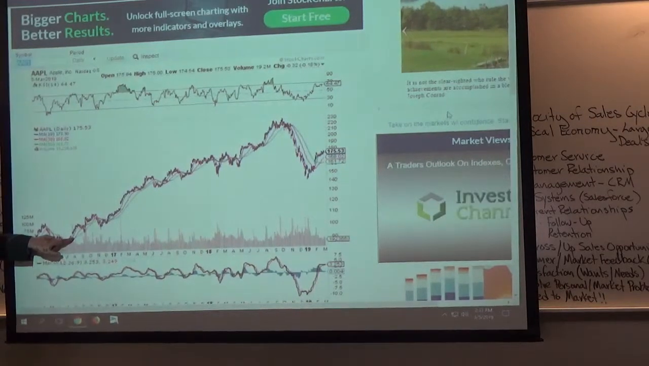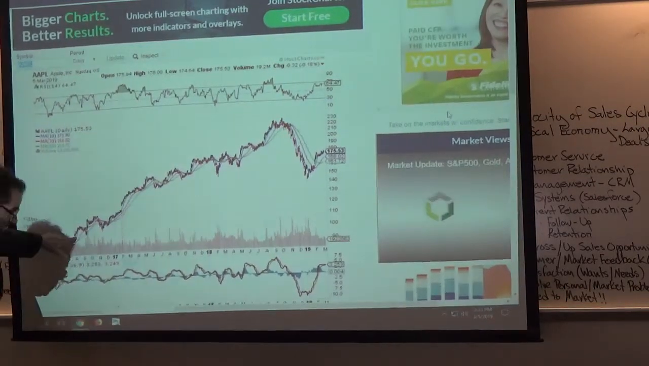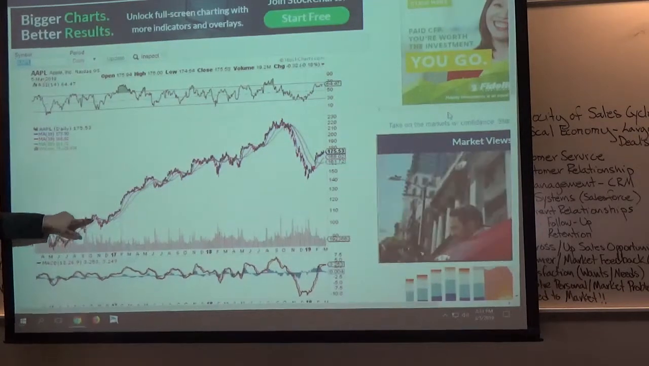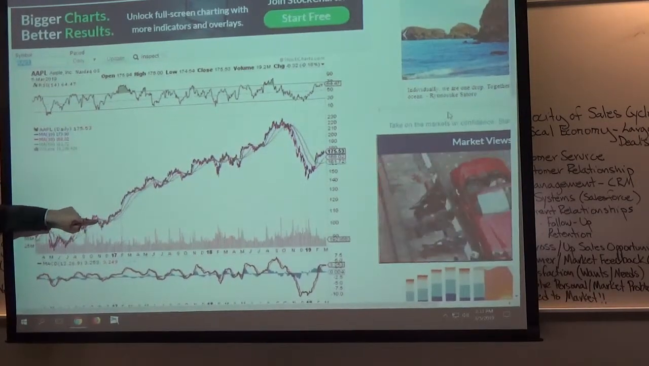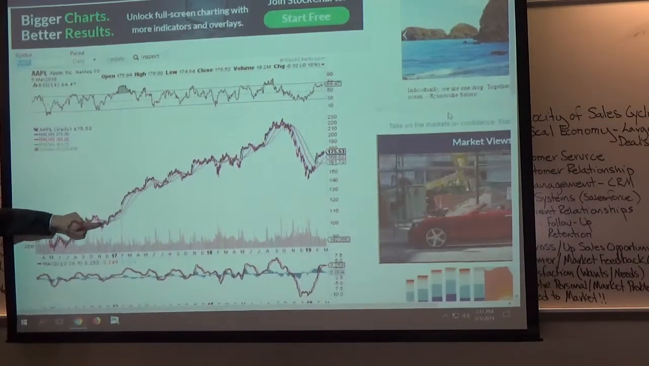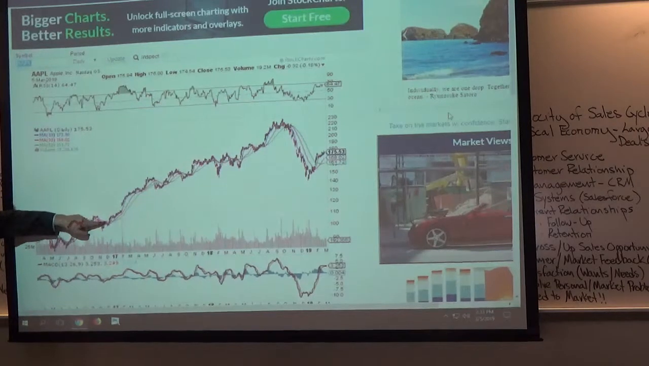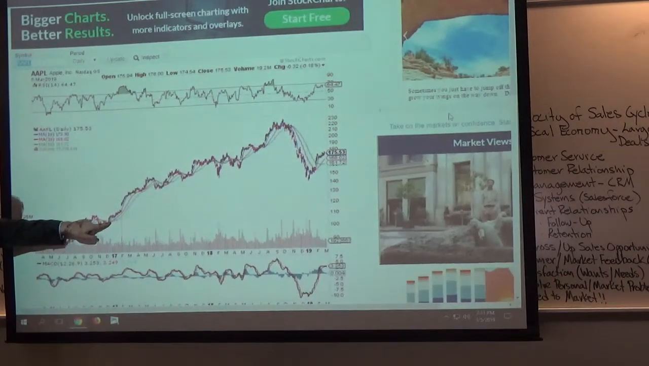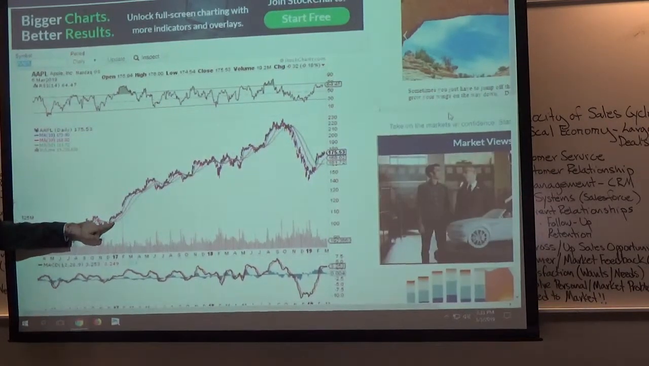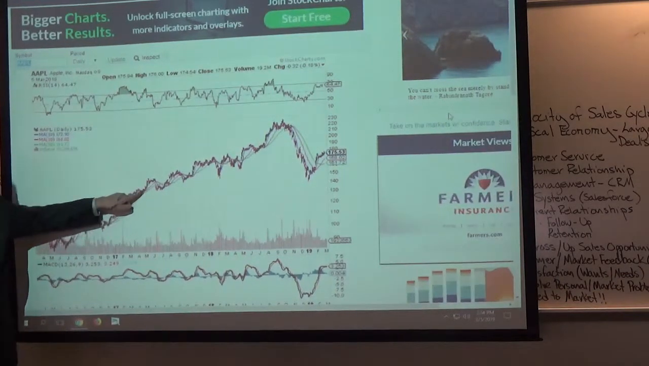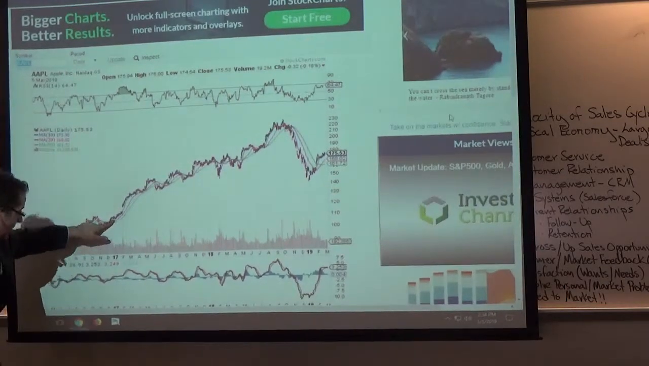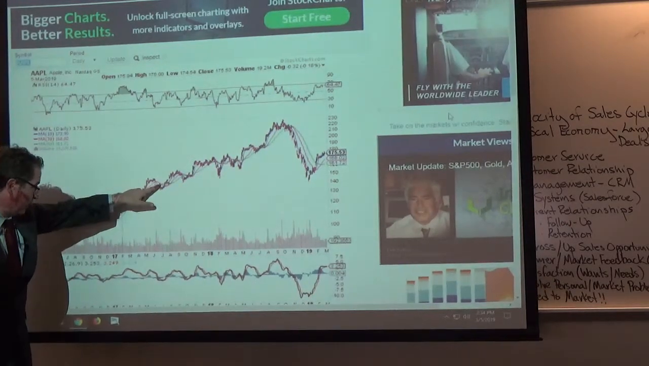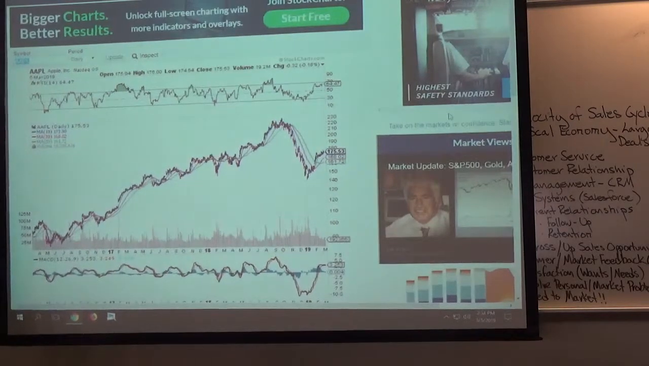I bought it here, and then I rode it all the way up from $100 to about $115 right here. Then the 10 day crossed the 50 right there, that was my sell alert, and the 30 day crossed right there, that was my sell signal. So I got out and pocketed all that. Then the 10 day crosses the 50 again and the 30 day crosses, that's where I buy. I bought at 110 and sold at 142. Does that make sense?